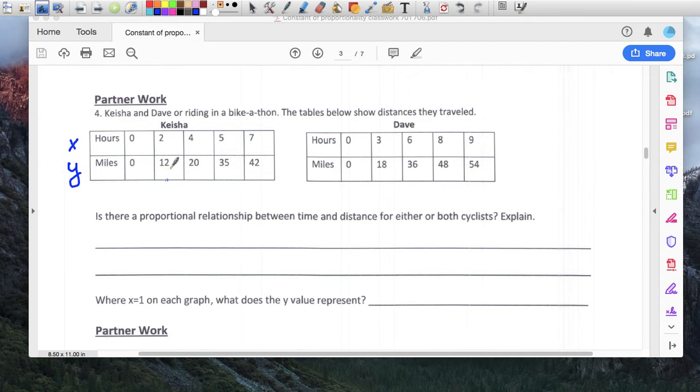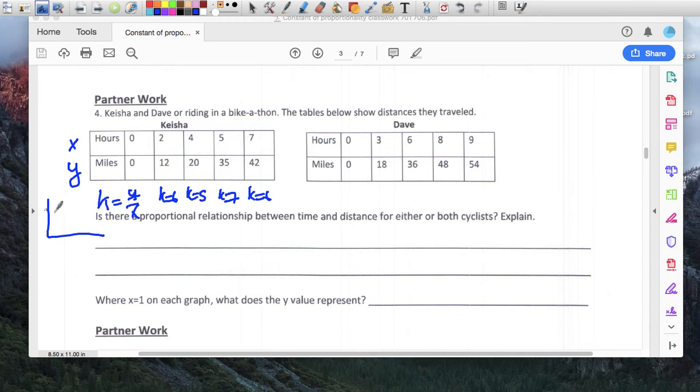If we were to do k equals y over x for each of them, we would get 12 divided by 2, which is k equals 6. 20 divided by 5, k equals 5. K equals 7. I can even stop over here. K equals 6. So definitely this is not proportional. If I were to graph that, it would not be a straight line.